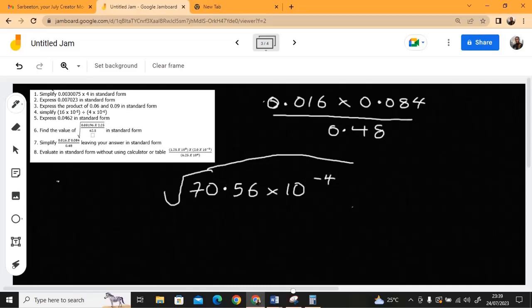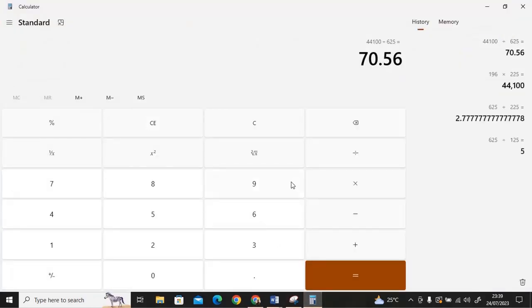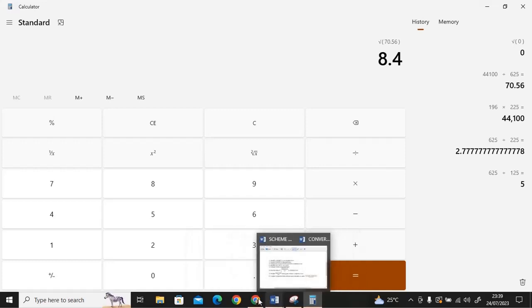So 70.56, let me look for the square root here. Square root of what? 70.56. Okay, sorry. So let me type 70.56. Sorry for this, I shouldn't do it. So we got 8.4. So it's 8.4 here.